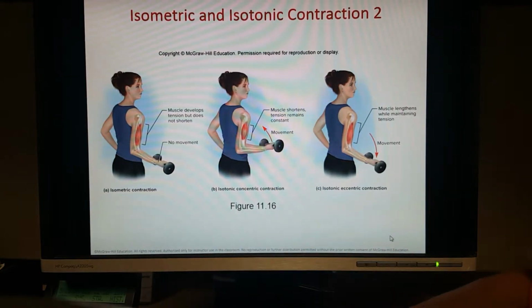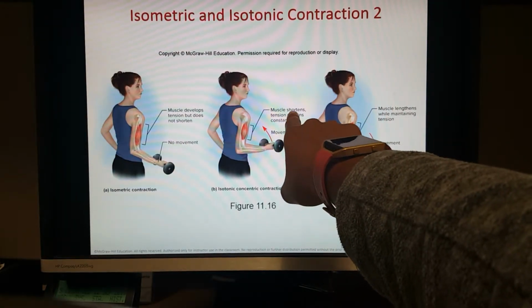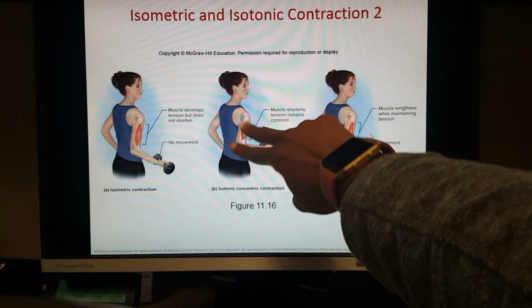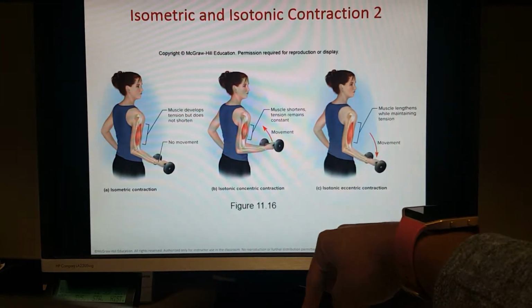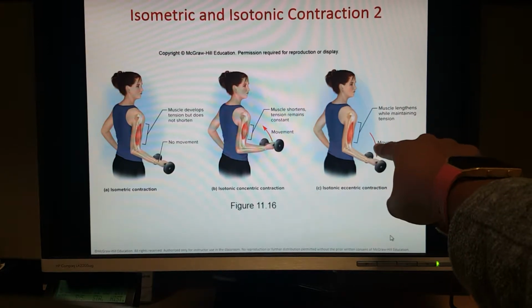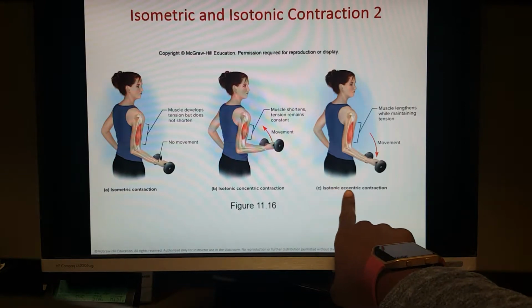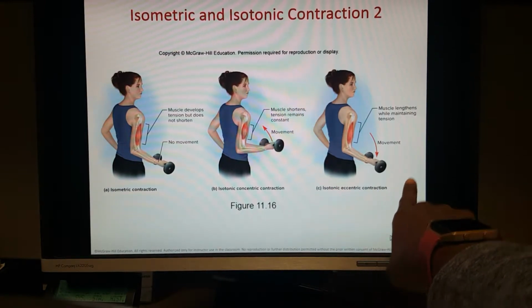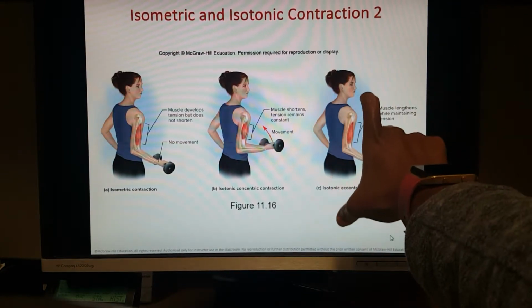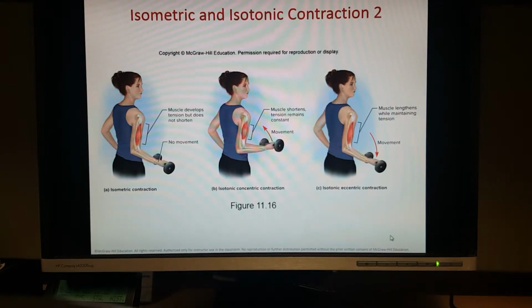So the tension increases until it remains constant, but your muscle shortens. The shortening of your muscle causes the upward movement here. For relaxing during our dumbbell curl, moving our dumbbell down is an isotonic eccentric contraction. Your muscle lengthens while maintaining tension.